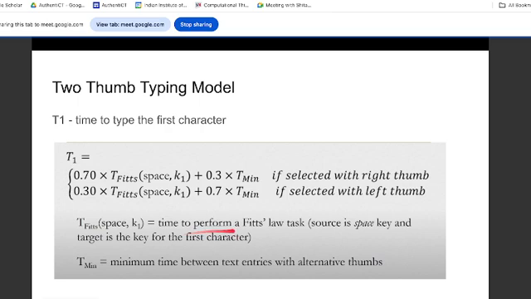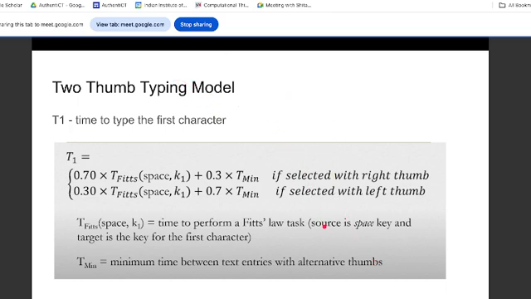The T fits is about the action of the movement. And then T min is the minimum time between text entries with alternative thumbs. So to type the first letter you are going to use the T fits, and then T min is the minimum time between the text entries with alternative thumbs.